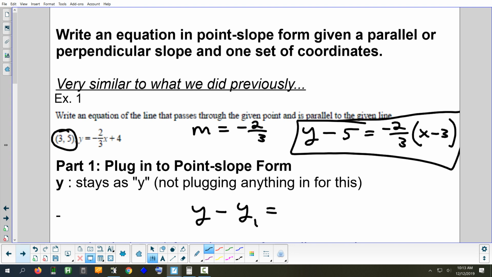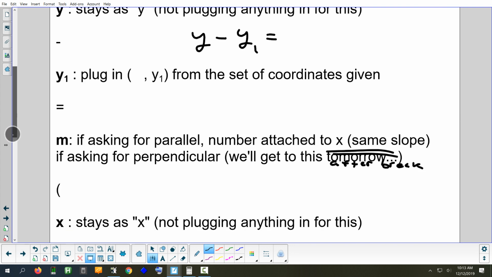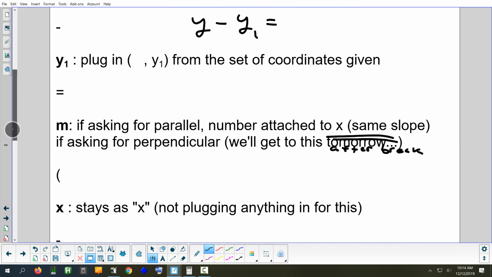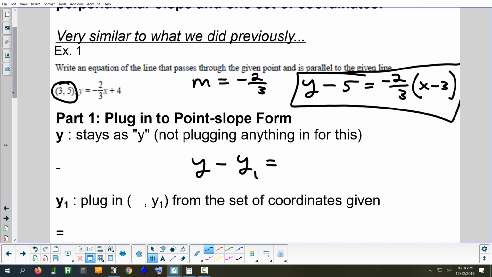That's it. They didn't say to change it to slope-intercept, so I'm not going to do part 2 on this one. The other reason I don't want to do part 2 is because I have to distribute a fraction. All right. So we'll do a part 2 on the next one, even if it is a fraction. We got to practice it. Okay? But that's all I'm going to do for that one. Okay. Any question on example 1?